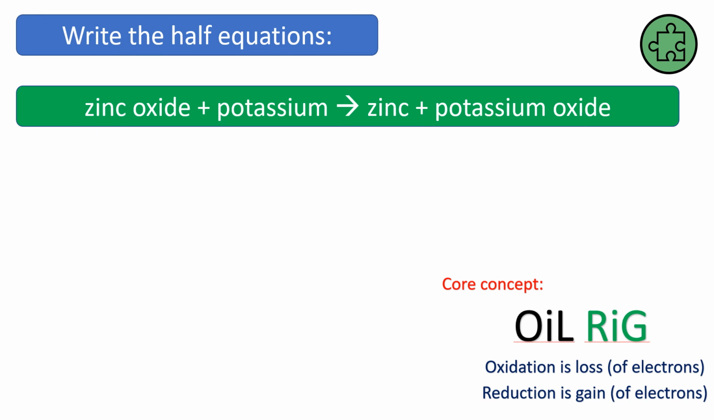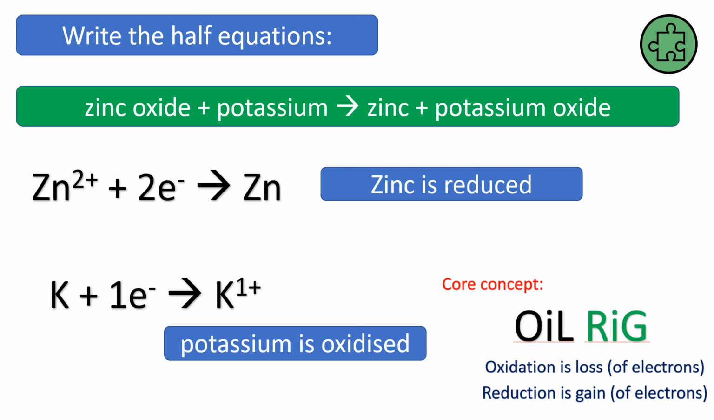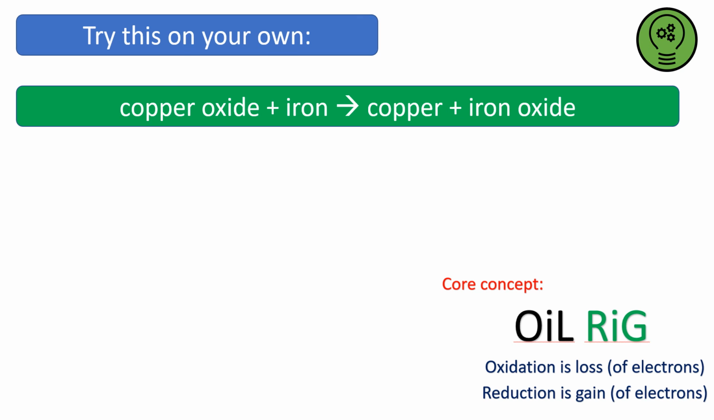Okay, why don't you pause the video and have a go at the 2 half equations for this reaction. I'm going to start with the zinc, so it should look something like this. The zinc was an ion and it becomes an atom, so zinc is reduced, and then the potassium is oxidized because it has lost electrons in that process. Okay, so pause the video and have a go yourself.